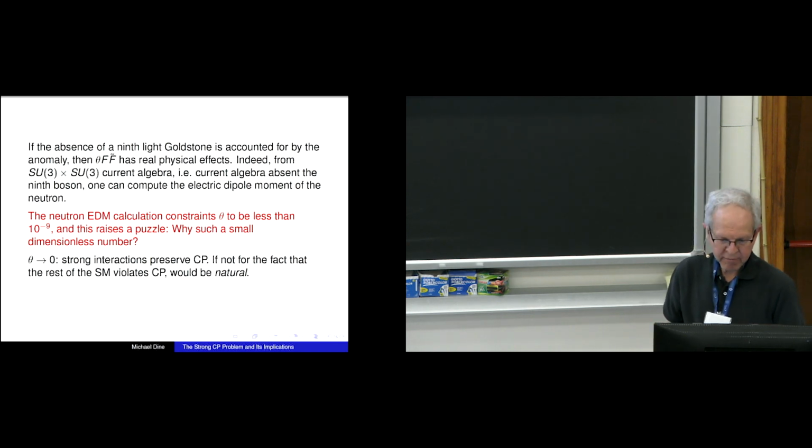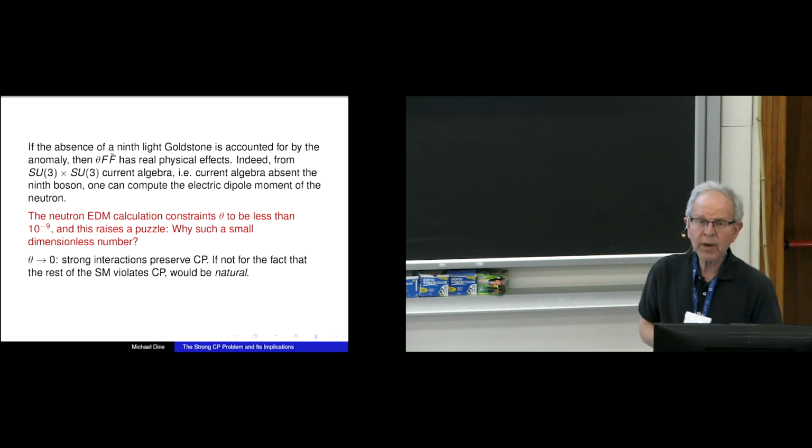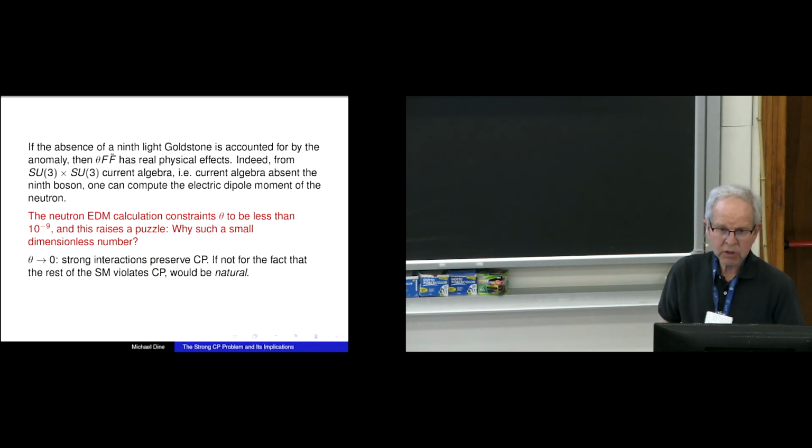And indeed, from SU(3) cross SU(3) current algebra, a current algebra absent the ninth Goldstone boson, one can compute the electric dipole moment of the neutron. And the neutron electric dipole moment calculation constrains theta to be less than something like 10 to the minus 9. And this raises a puzzle. Why is there such a small dimensionless number? And this is the thing known as the strong CP problem.